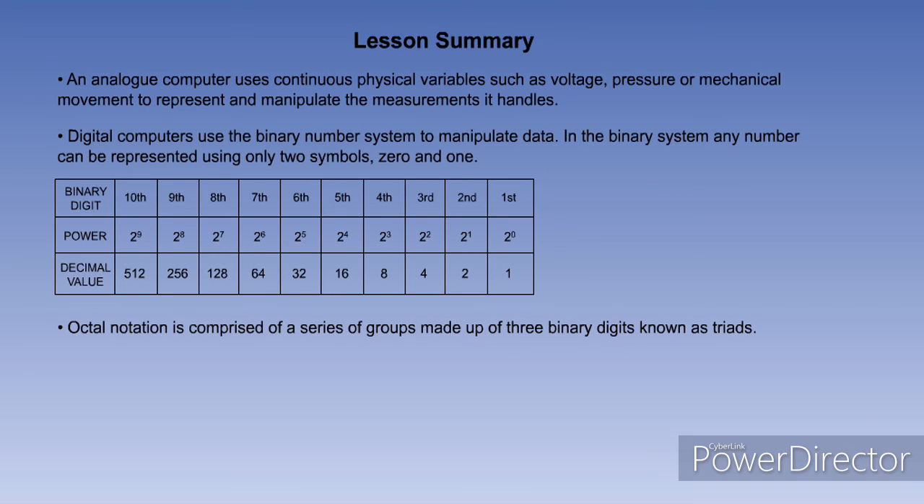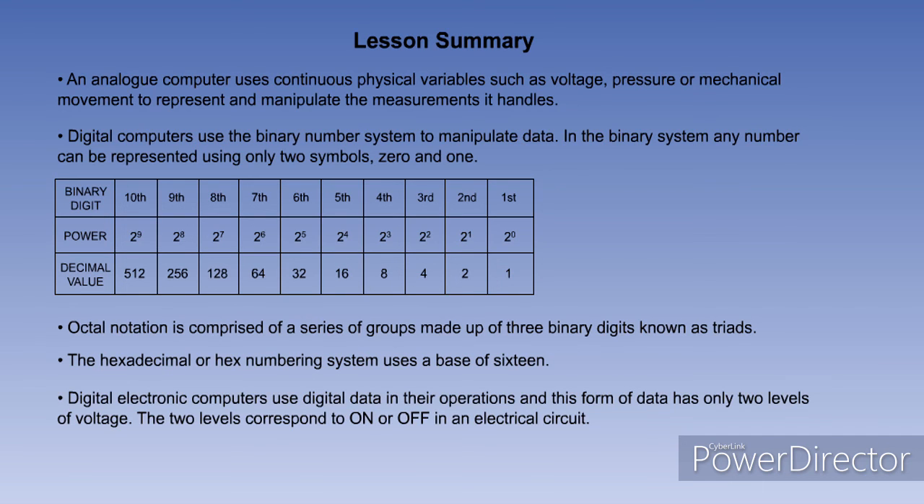Octal notation is comprised of a series of groups of 3 binary digits known as triads. Since the largest decimal number that can be represented by 3 binary digits is 7, this is a base 8 system. The hexadecimal or hex numbering system uses a base of 16. It uses the numbers 0 to 9 along with the letters A to F to make up the 16 required symbols.